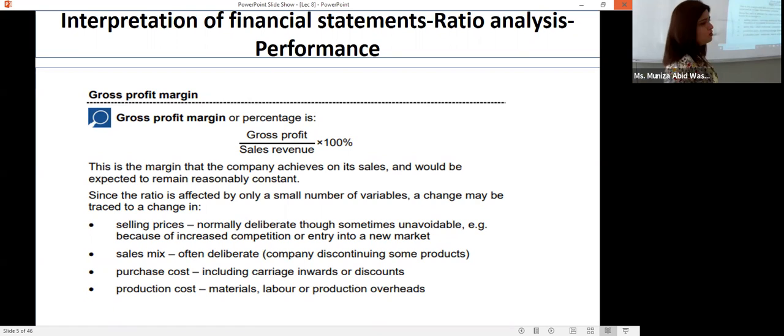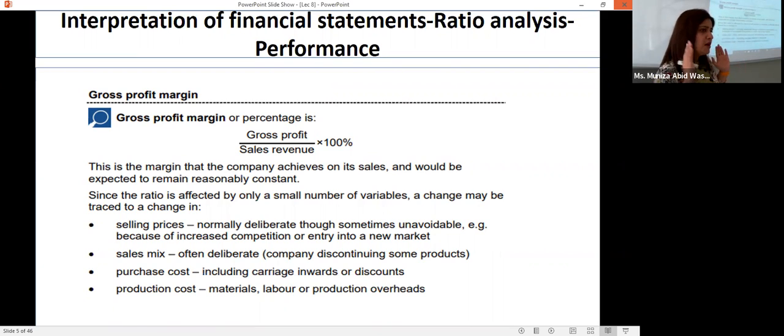And purchase cost. What is the purchase cost? This is about the direct expenses. All the costs which the organization is incurring on the purchases or manufacturing of the goods or services is known as a direct expense. It is the cost of the purchases. Say, for example, carriage inward. What is the carriage inward? It is the transportation cost on the purchases.